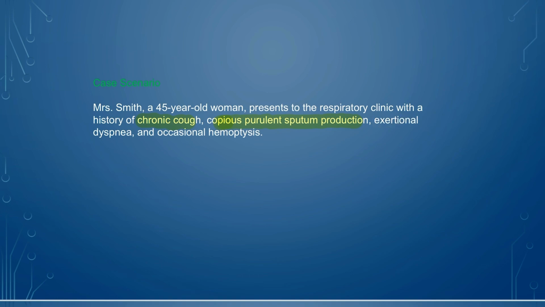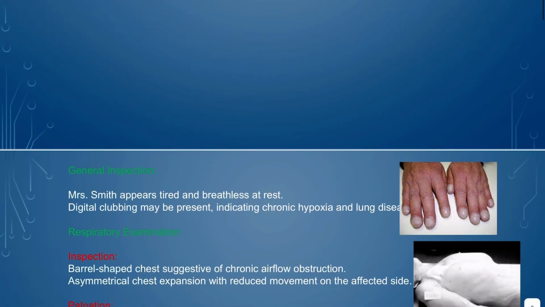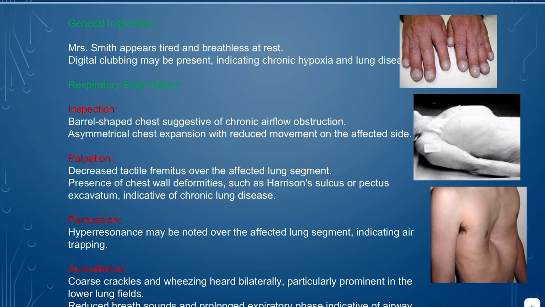There's some exertional dyspnea also, and she has some hemoptysis as well. But as you know, this is a short station or short case, so no need to take any history in the respiratory station. So let's move on. Once you enter the room, you will introduce yourself and take consent, and then you start with a general inspection.